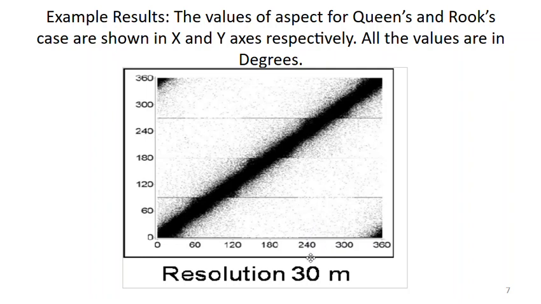vector at that pixel. For instance, let's look at this little point right here. Map 1, the Queen's case, says that that vector is 240 degrees, and the Rook's case says that that vector is 90 degrees. This gives us a quantitative expression of how our two maps are different from one another. Please draw your attention to the corners where we see these collections of points. That is where in map number 1, our Queen's case, a pixel is registered at 360 degrees, and in the Rook's case, map number 2, it is registered at 0.